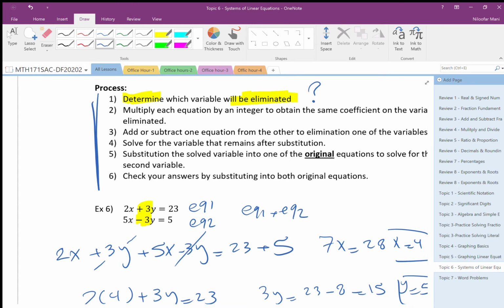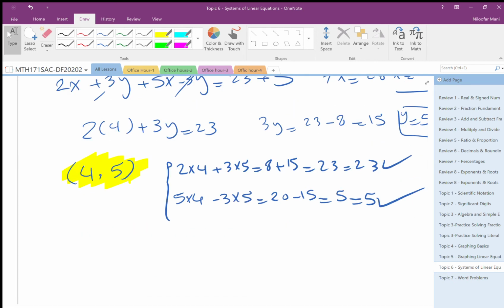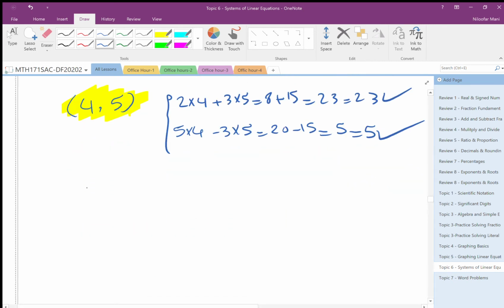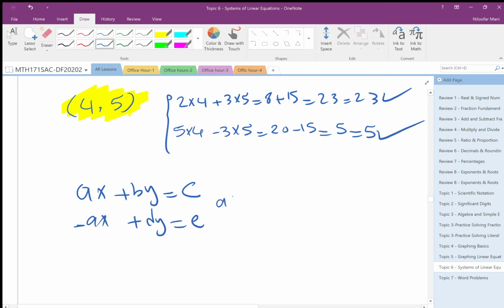Okay, so see, it says multiply each equation with the integer. It is for the general case, but I don't see a general case here. So I go step by step. If I see ax plus by equals c, and minus ax plus dy equals e, I add them to remove x.